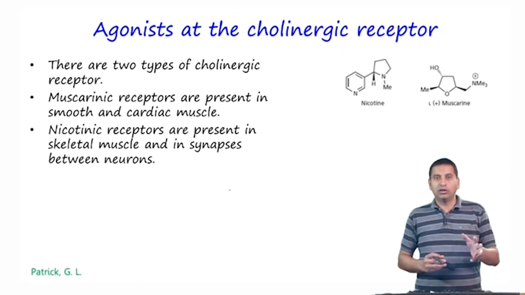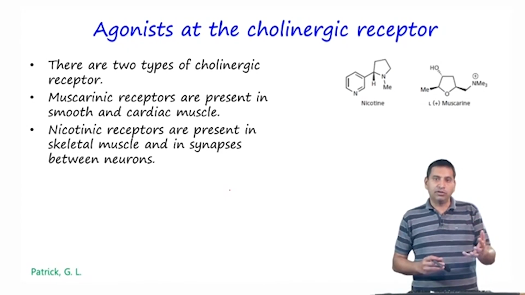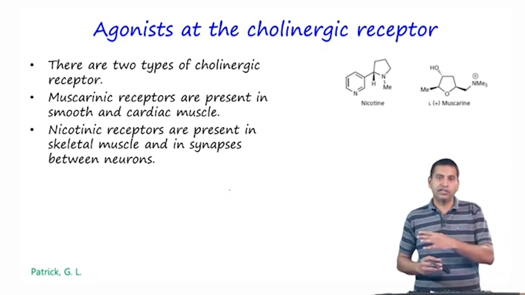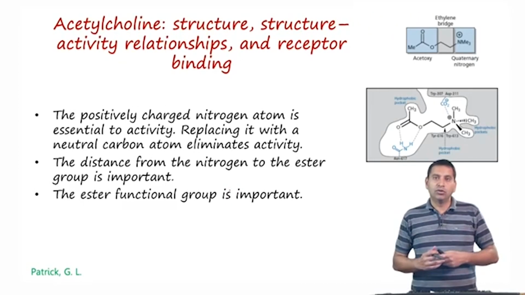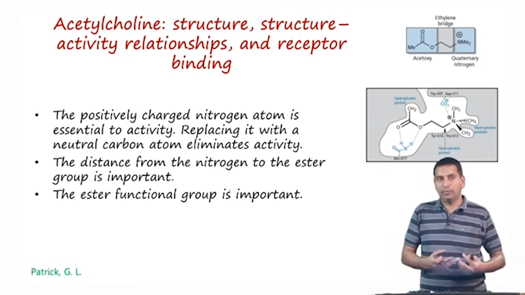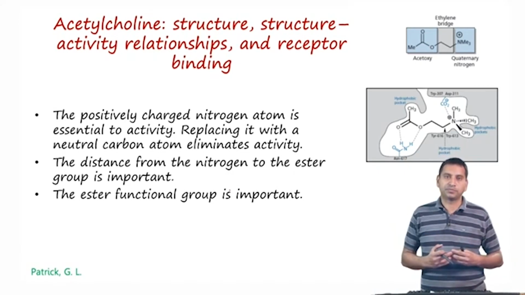There are two types of cholinergic receptors. One is the muscarinic receptor, which is present in smooth and cardiac muscle, and the other one is the nicotinic receptor, which is present in skeletal muscle and in synapses between neurons. So, what we could do is develop agonists so that we can enable or improve neural transmission.